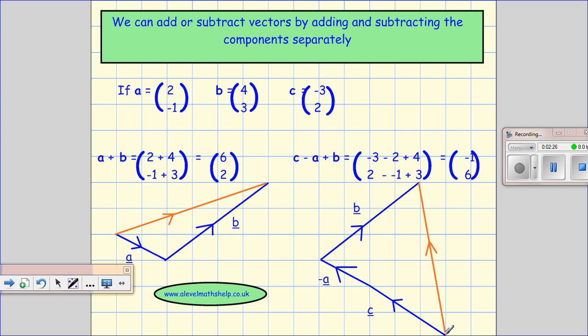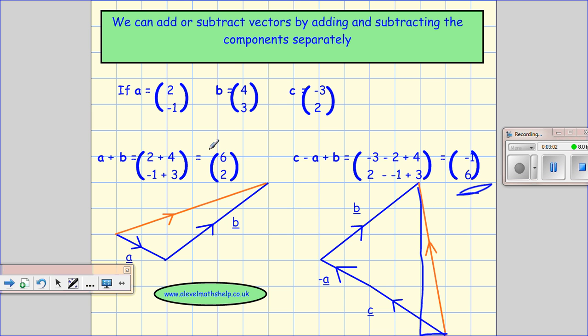And if I do this, I start at the beginning of c because that's my first one. So c told me to go back 3 and up 2. Then I had to do minus a. Now, if I was doing positive a, I'd go along 2, down 1. But because I'm doing minus it, I reverse it. So I'm going back 2, up 1. And then I'm adding b. So I'm going along 4 and then up 3. So in total, what have I done? I've gone back 1 and up 6. And that's what I've got here.